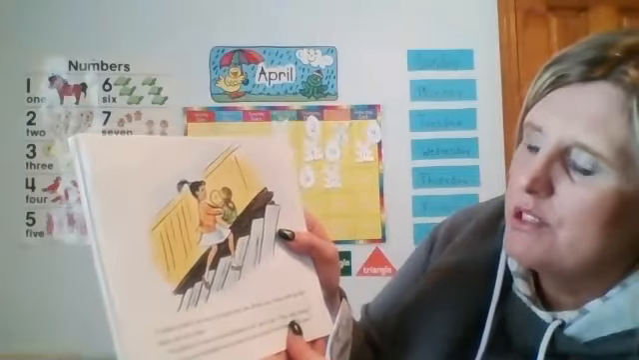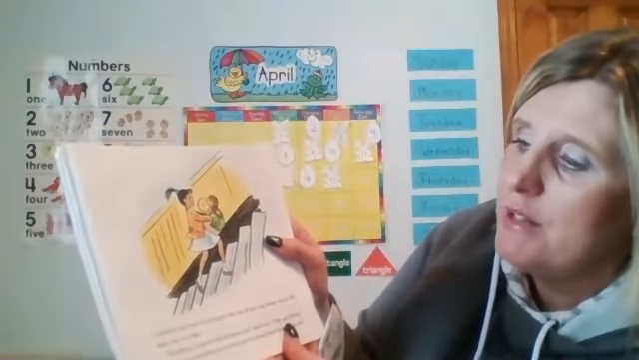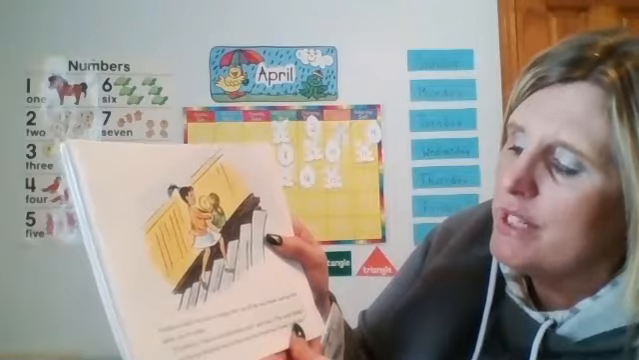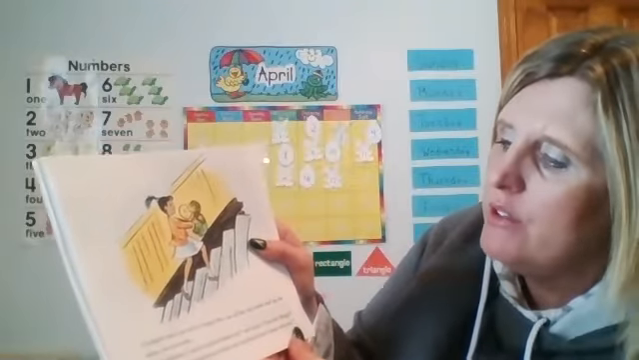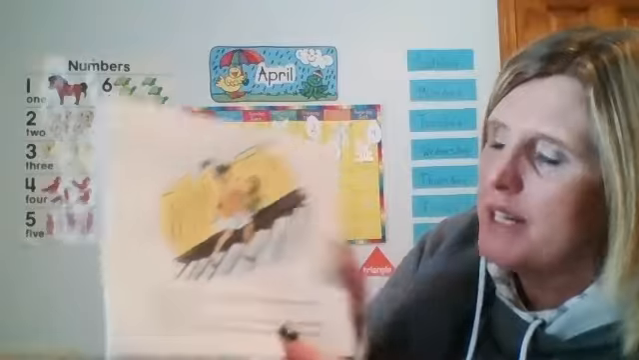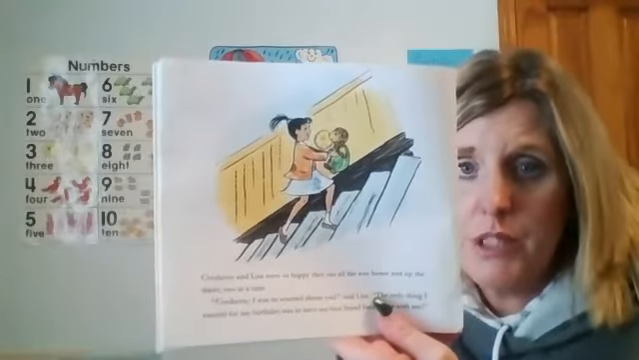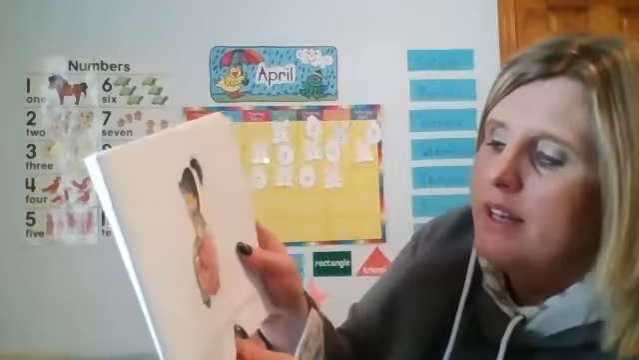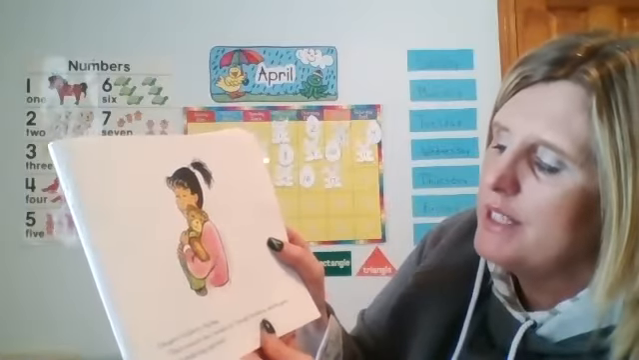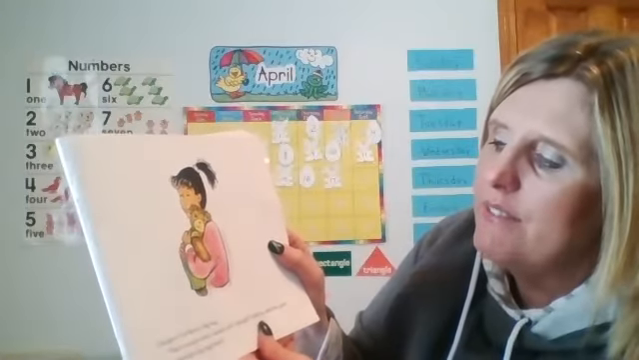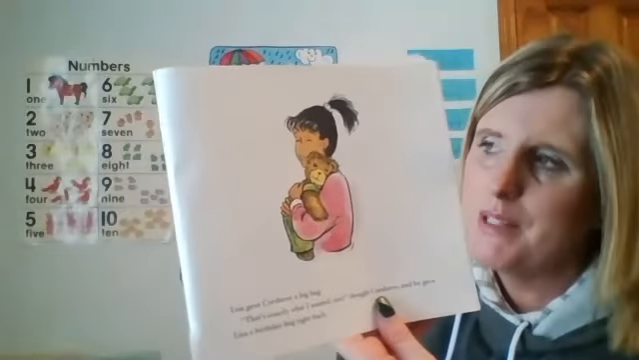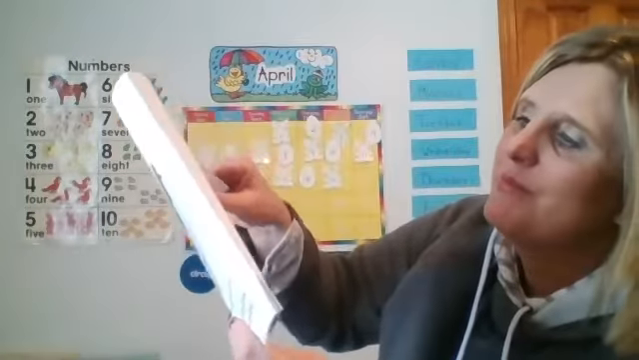Corduroy and Lisa were so happy they ran all the way home and up the stairs two at a time. "Corduroy, I was so worried about you," said Lisa. "The only thing I wanted for my birthday was to have my best friend back home with me." Lisa gave Corduroy a big hug. That's exactly what I wanted too, thought Corduroy, and he gave Lisa a birthday hug right back. All they wanted was to be home together.